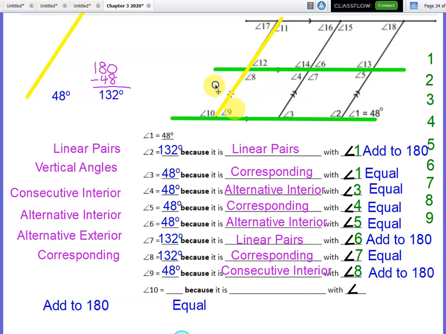And lastly, let's go with angle 10. Now angles 9 and 10 are related. They are linear pairs. So linear pairs should be supplements. So that means 9 and 10 have to add up to 180. So I need to choose the 132.